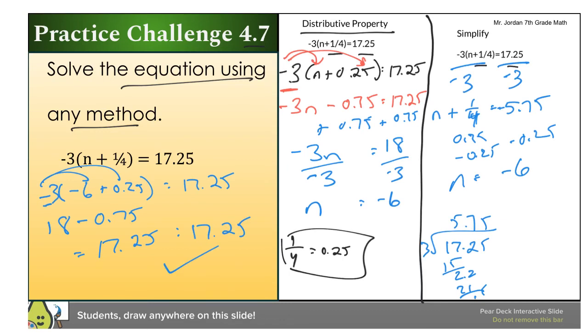It is correct. So my answer, just to highlight and make sure that it's very clear, is n is equal to minus 6. Using both the distributive property and simplify, you can use whichever one is easier. With this particular question, I find the distributive property easier just because I don't want to have to divide 17.25 by 3. But either one works, whatever you find easier.